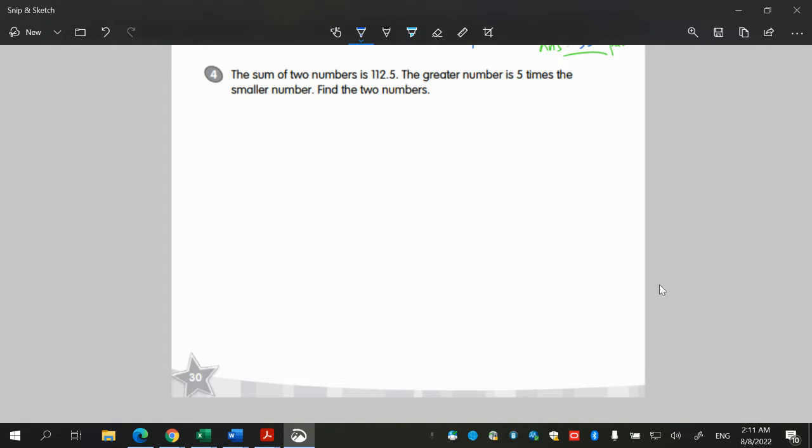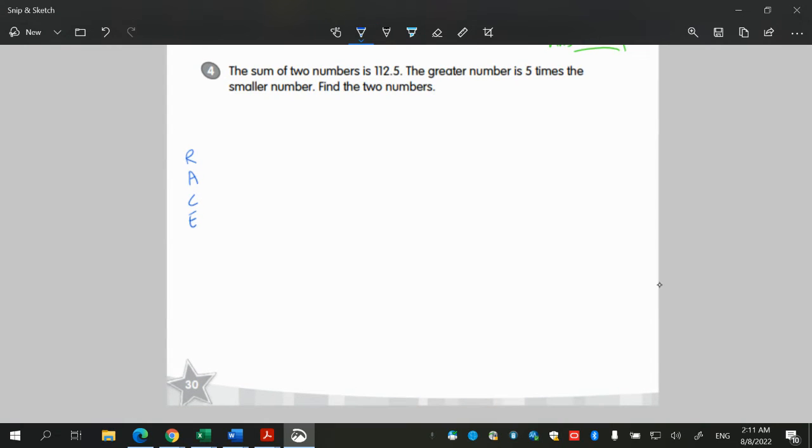And the truth is, you really got to go back into reading it diligently to be able to tell. Now, in this case, the question says the sum of two numbers is 112.5. The greater number is 5 times the smaller number. Find the two numbers. 3 sentences, less than 15 seconds to read, but actually a lot of information is given. Here you see, you've got two numbers.